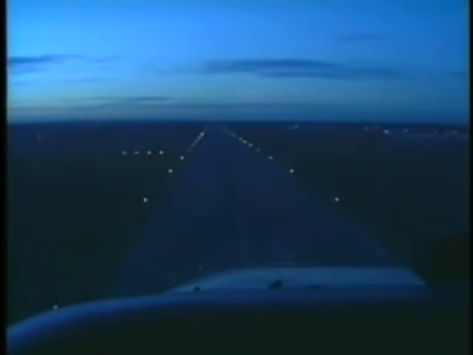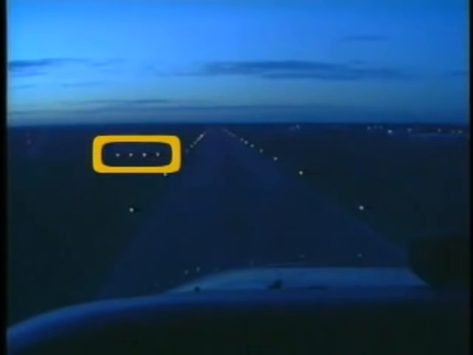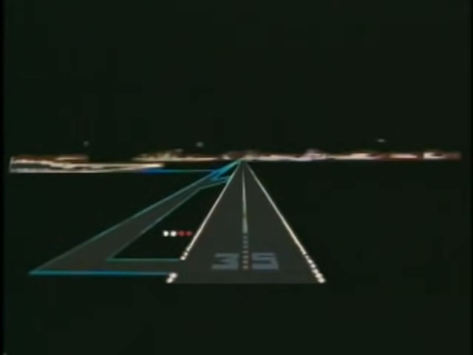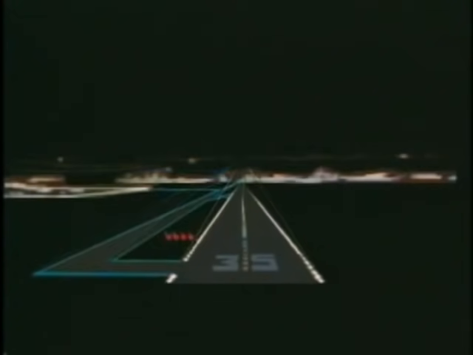The Precision Approach Path Indicator System, or PAPI, uses a single row of either 2 or 4 lights. Above the glide path, all lights are white. As you descend and move closer to the glide path, the light on the right turns red. As you intercept the glide path, the 2 indicators on the right are red, while the 2 on the left are white. When all the lights are red, you're below the glide path.